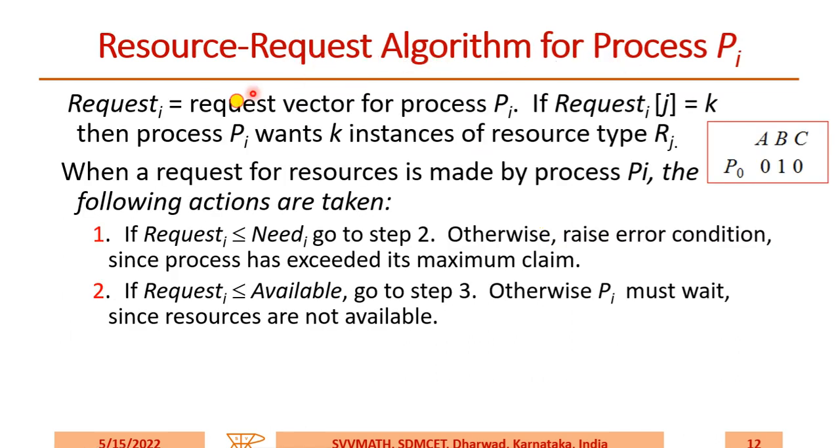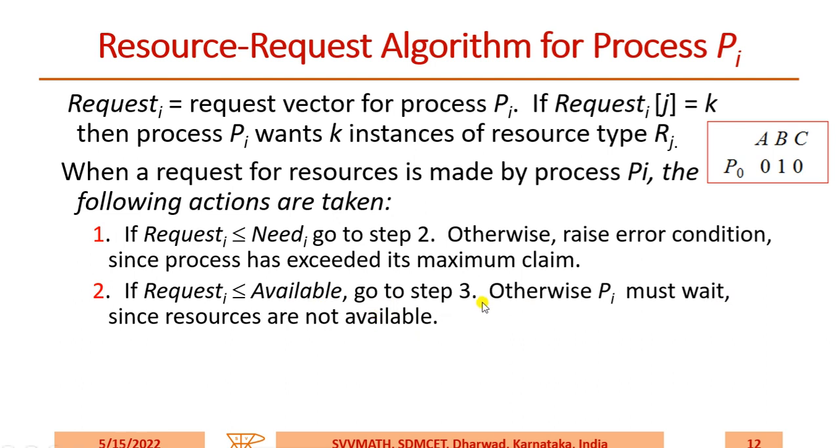Resource allocation algorithm. What it does: request of i equal to the request vector for process Pi. If request of i of j equal to k, then process Pi wants k instances of resource type Rj. When the request for the resource is made by process Pi, the following actions are taken. What are those actions? You just see it. Some process is requesting some resources. Actions are like this. If request is less than need, go to step 2. It cannot ask more than that. Otherwise, there is an error condition since the process has exceeded its maximum claim. If request is less than available, go to step 3. Otherwise, Pi must wait since the resources are not available.